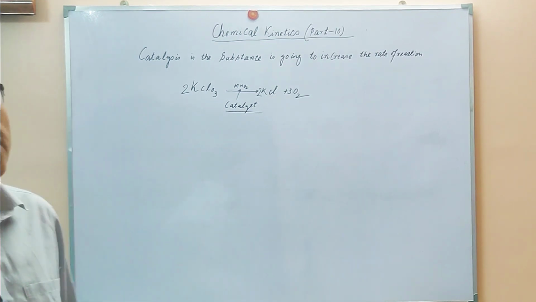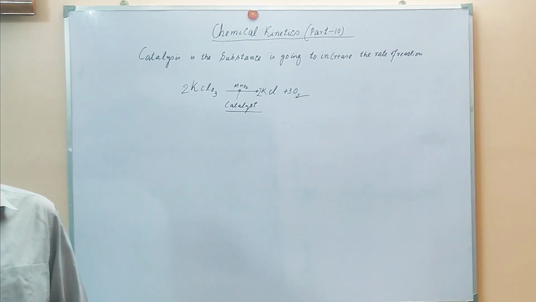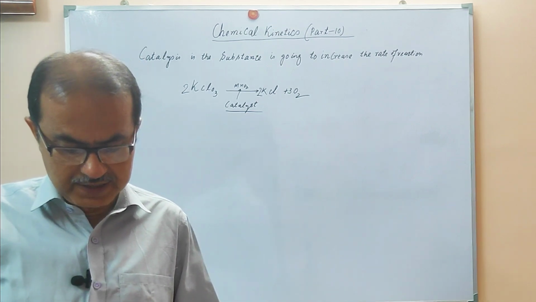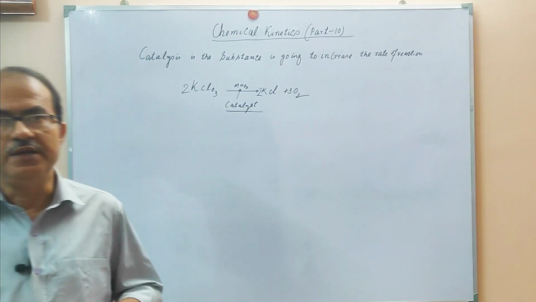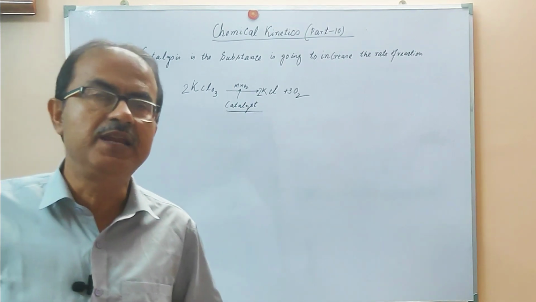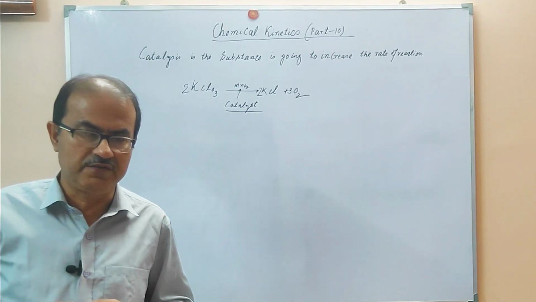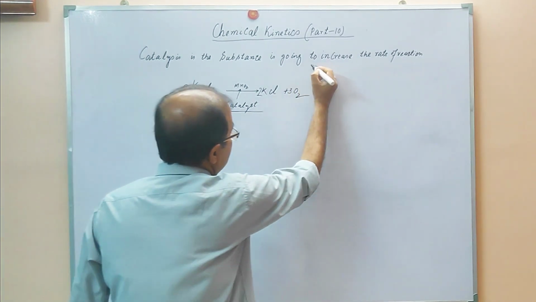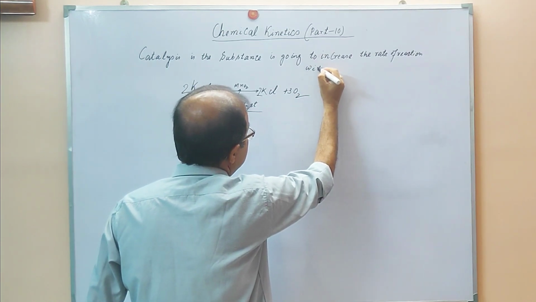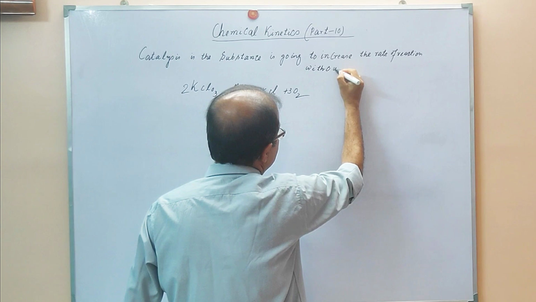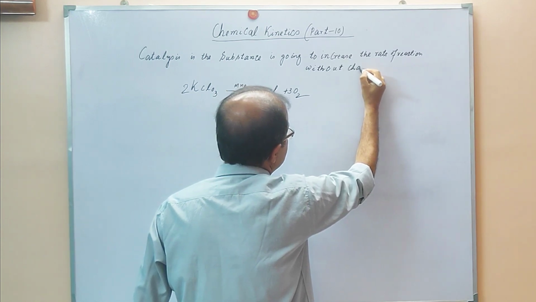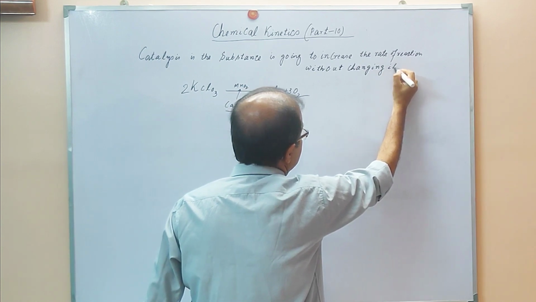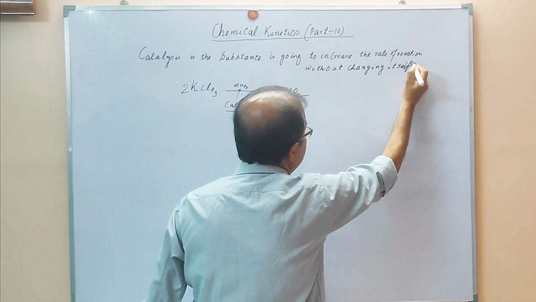And the question arises, how is the catalyst going to influence the rate of reactions? The mechanism of catalyst to increase the rate of reaction is basically that it never changes itself. We can write the catalyst is a substance going to increase the rate of reaction without changing itself. There is no change basically in the catalyst. So how do they do that?